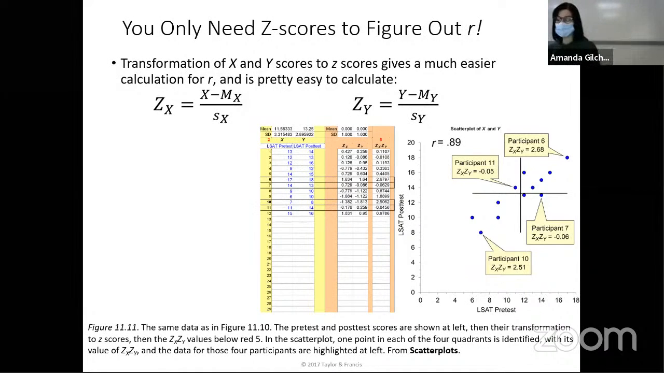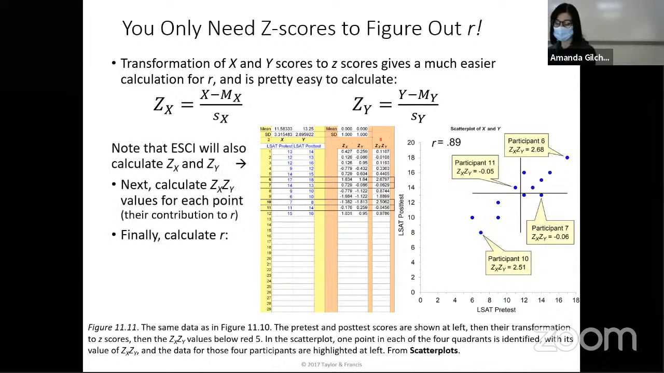Now here's where it does get a little trickier though. ESCI will calculate each of these for you, so you can do this in ESCI. I believe in the first handout though, I do actually make you do it by hand.